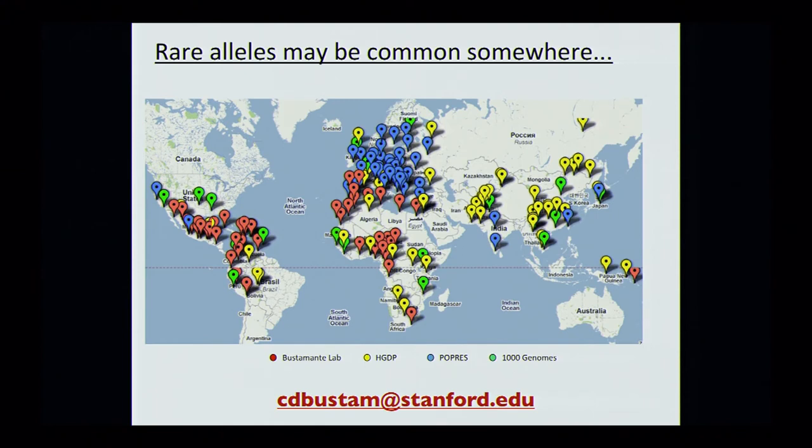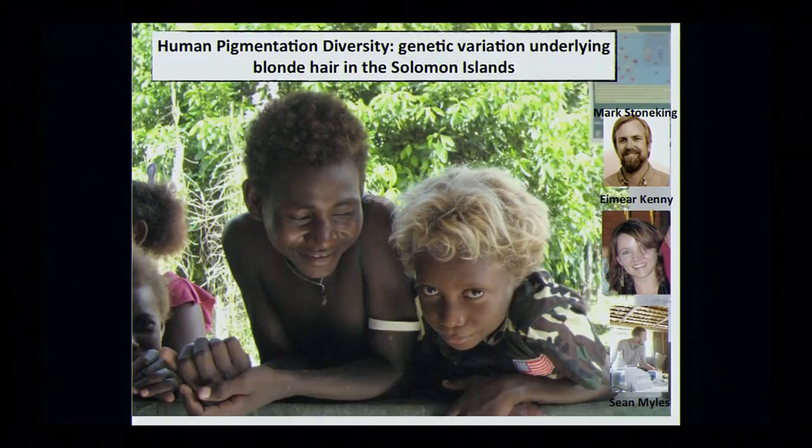And the story I want to close with is this issue of why rare genetic variants may have phenotypic impacts, and if we really think hard about phenotype and about sampling, how we can learn some pretty cool biology. It's a very fun project we were involved with, and some of you who were in the exhibit two floors up may have seen it. It's the case of blonde hair in Melanesia.